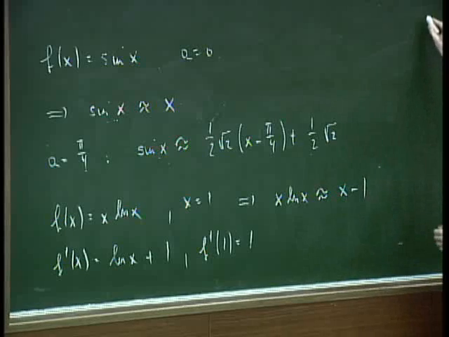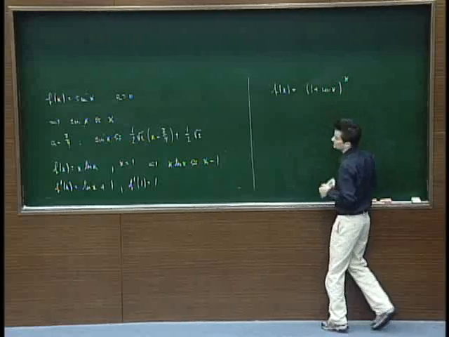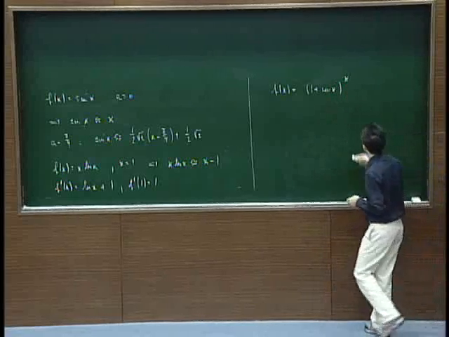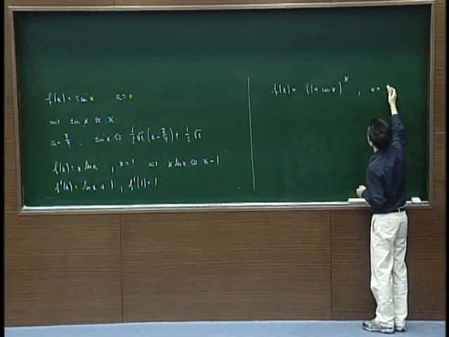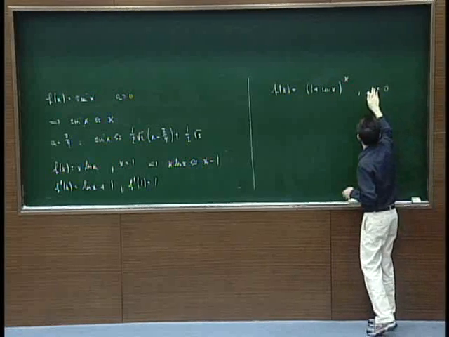Or if you have an even more complicated function like f of x is equal to, let's say, 1 plus the cosine of x, to the power x. And let's look at the point x is equal to 0. So a is equal to 0.